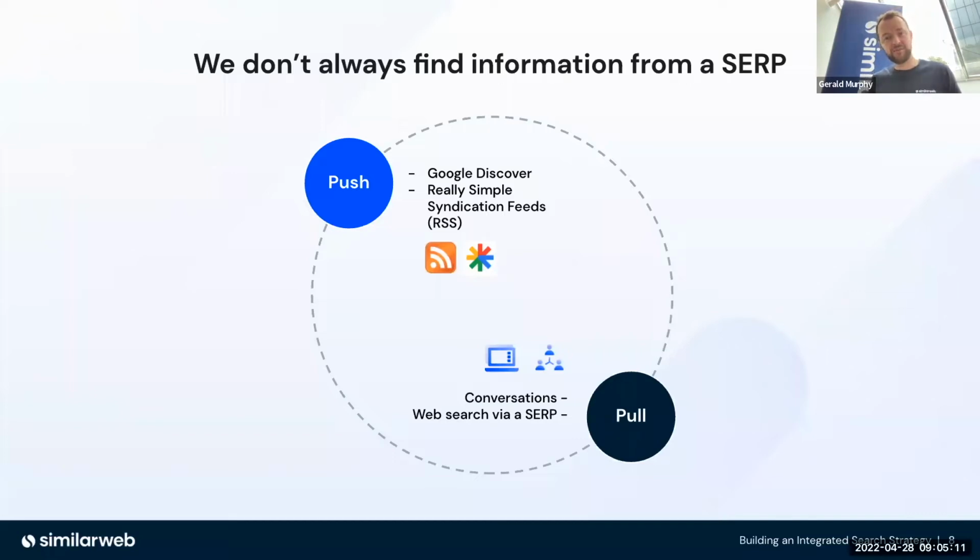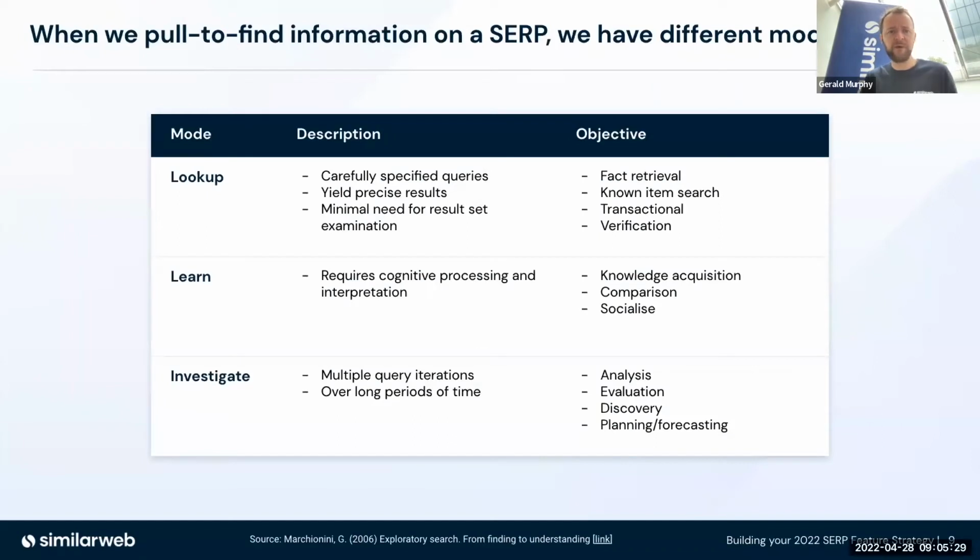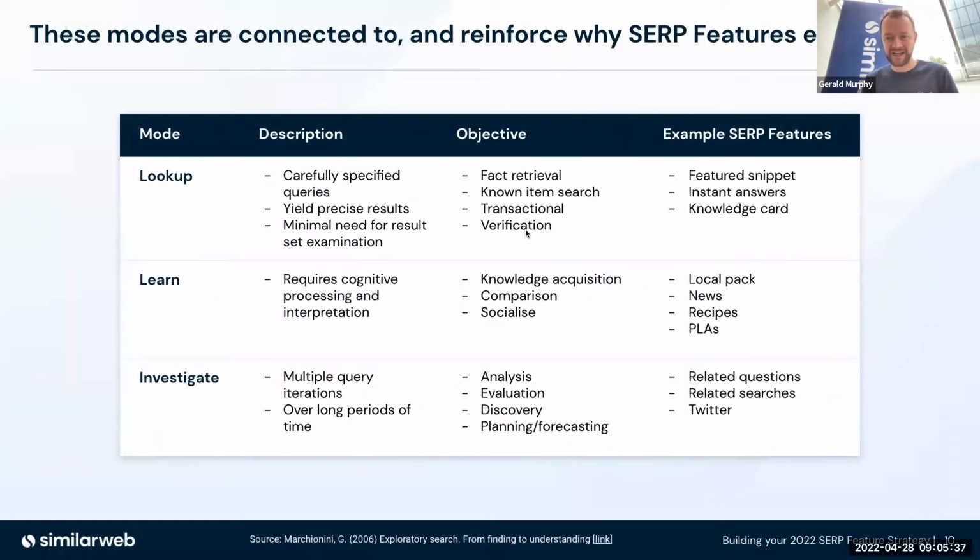And the second way in which we find information is through pull. So literally we can be in a conversation tonight in a restaurant with our friends, and we're literally asking them questions. We're pulling for information. And equally so, when we think of pull, we're doing that when we actually Google a keyword and get results. And when we pull to find information, we have different modes of searching. We've got lookup, learn, and investigate. And this is exactly why SERP features themselves exist.